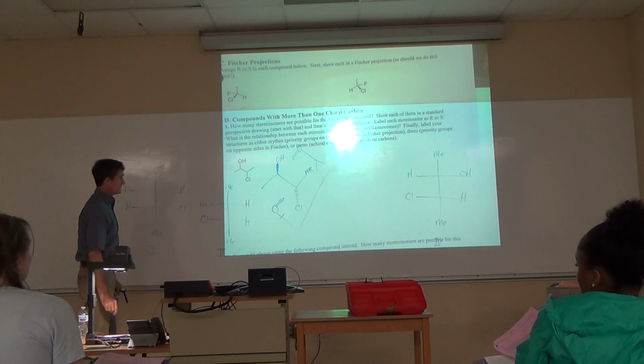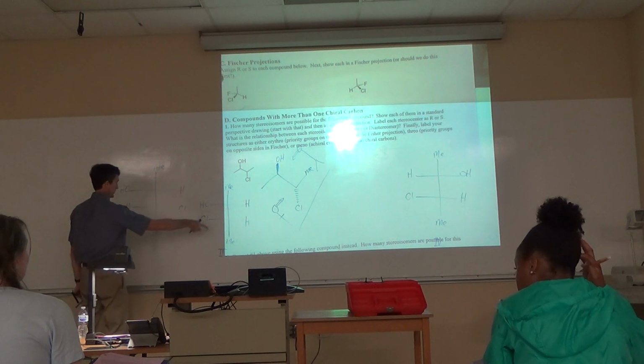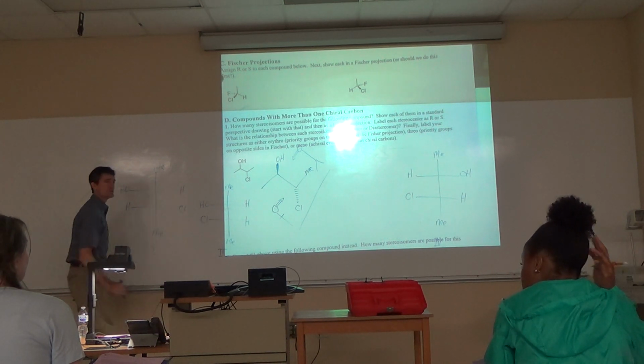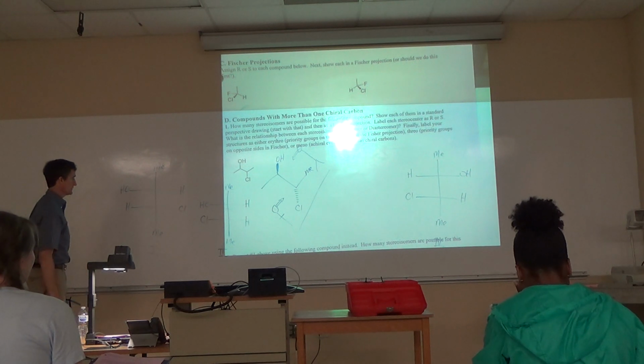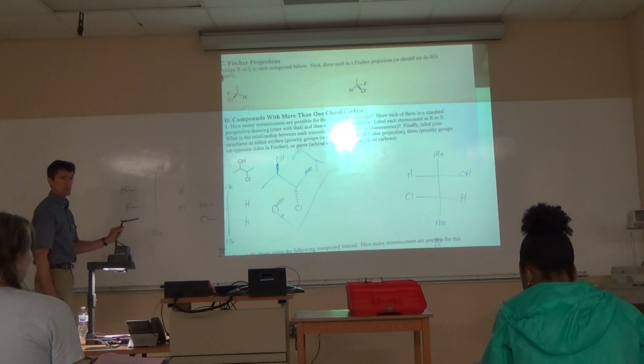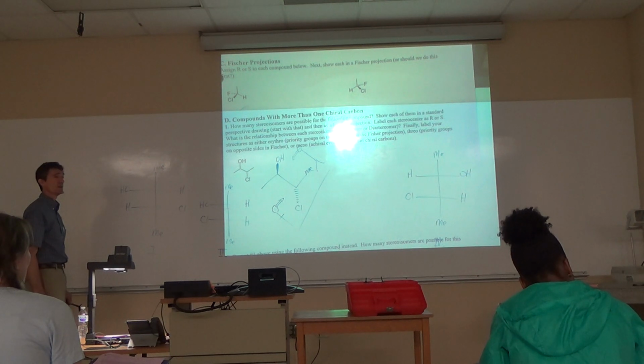Now, we can add some terminology here between 1 and 2. What's the relationship between 1 and 2 again? Diastereomers, because are they enantiomers? No, they're not mirror images. They're stereoisomers that are not mirror images. That's diastereomers. If they're not mirror images, then they're going to be diastereomers.